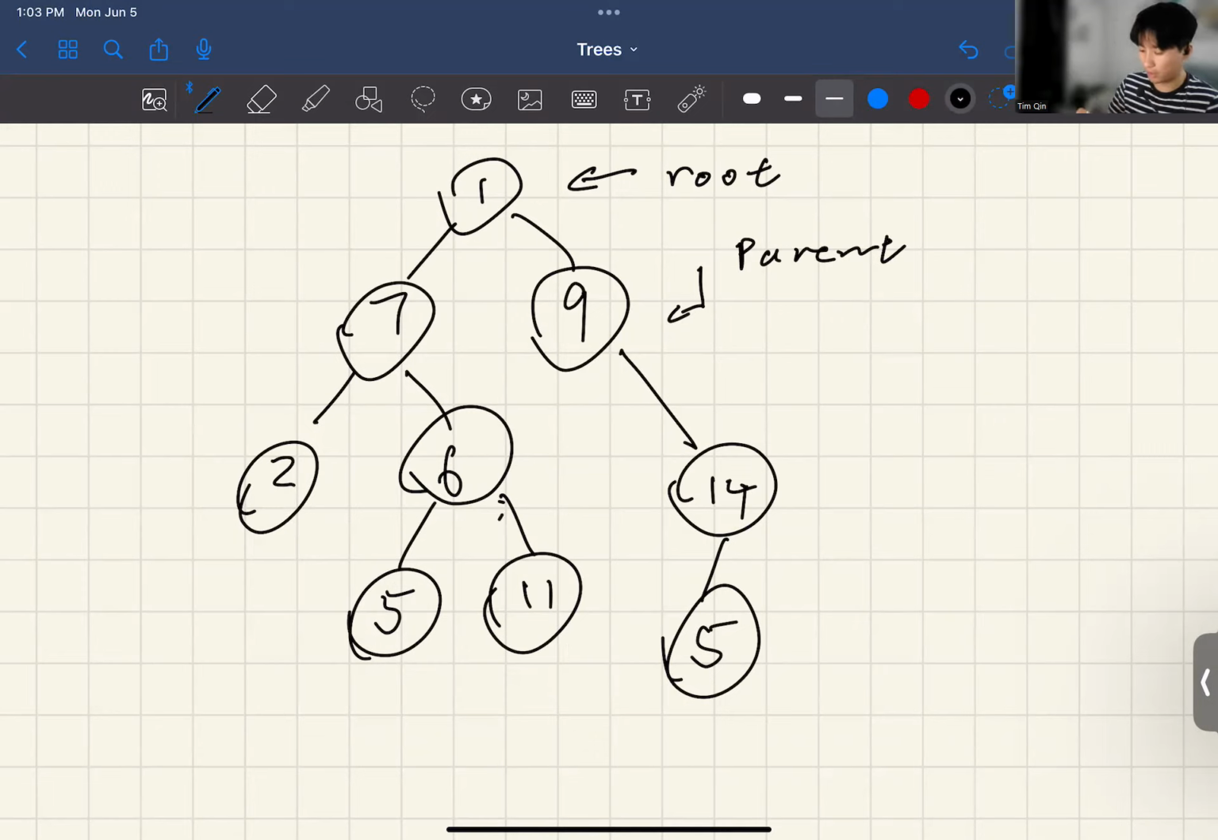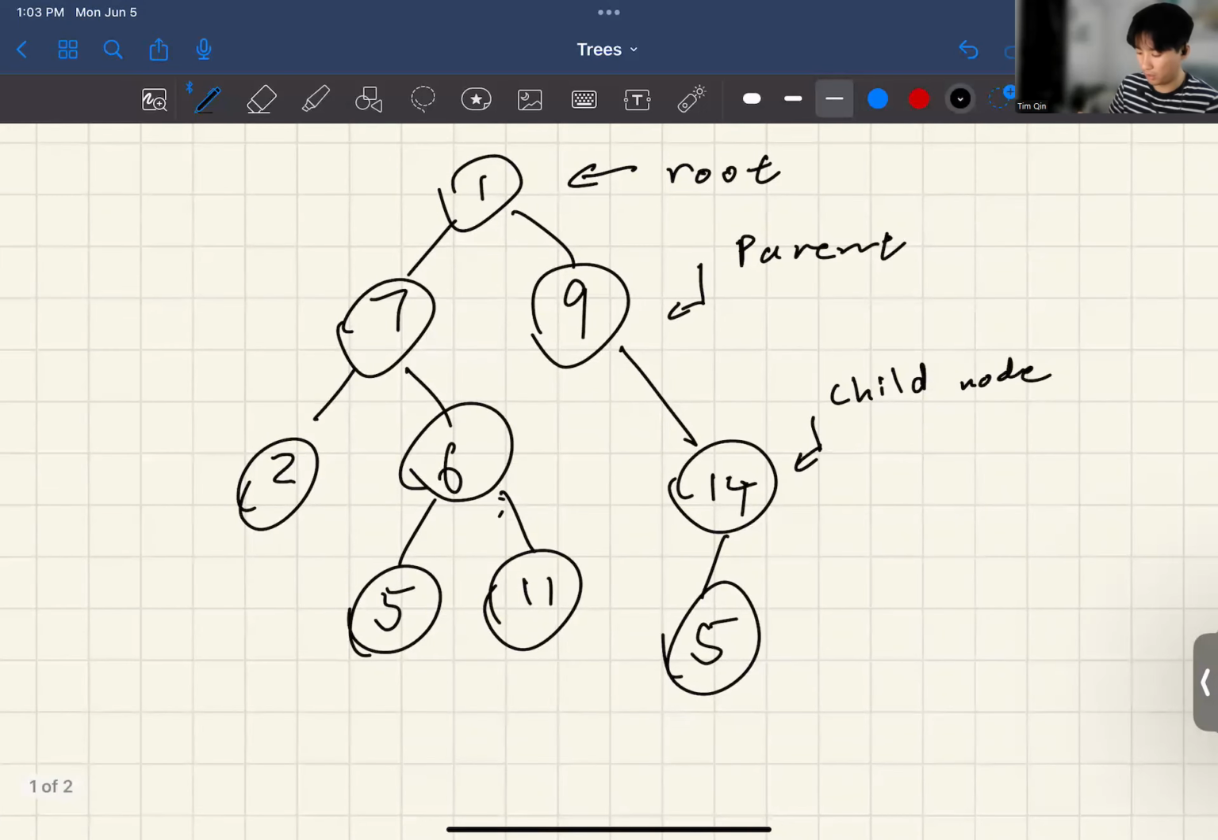And the next component we need to keep track of is the child node. So there is the right child, which is 14, 6, 11, and the left child, which is 2, 5, and I guess another 5 over here.